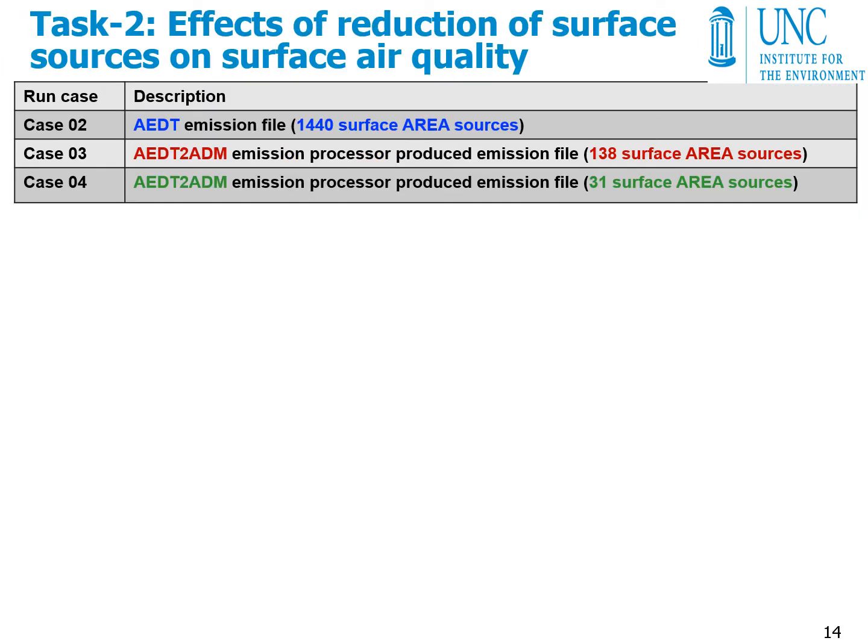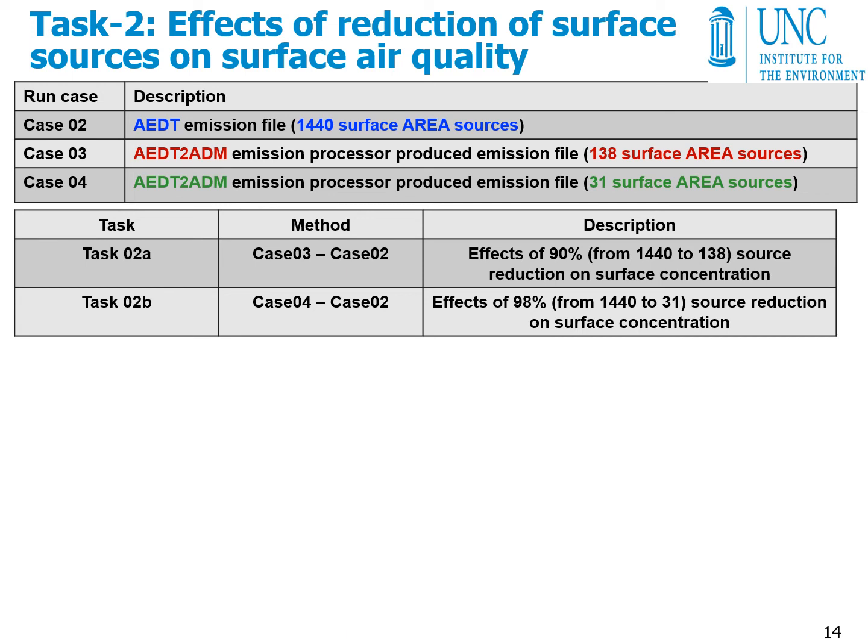This slide describes Task 2, which is the effects of reduction of surface sources on surface air quality. We run 3 cases: Case 2, AEDT emission with 1440 surface sources; Case 3, AEDT to ADM emission processor with 138 surface sources; and Case 4, AEDT to ADM emission processor with 31 surface sources.